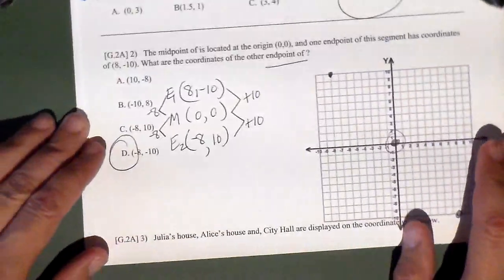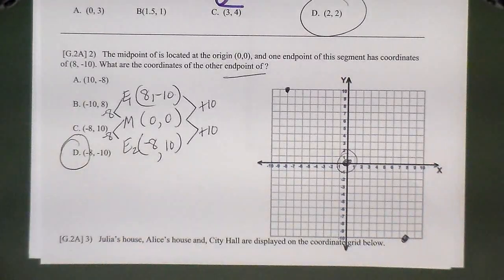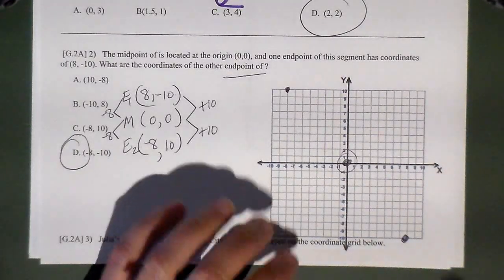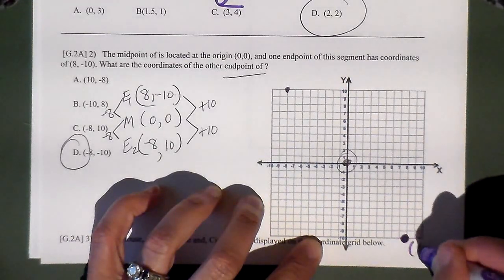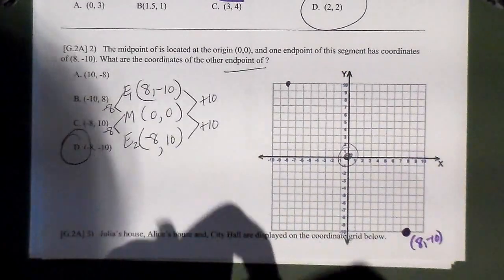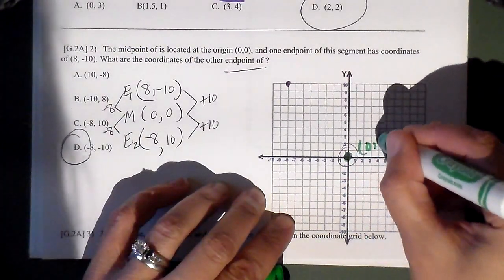Okay, so let's look at the next one. This one should have been a pretty simple one. I think some of you overthought it. We're trying to find the midpoint of 2 points, or the endpoint. So I've got one endpoint down here at 8, -10. And then I've got my midpoint listed right here at the origin at 0, 0.